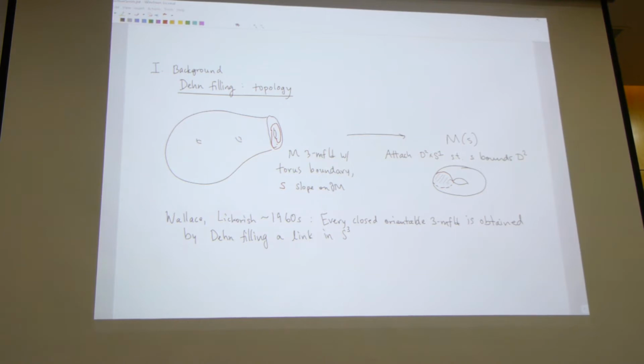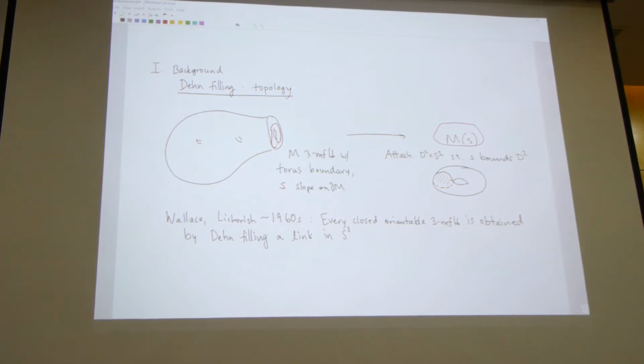You take a three-manifold M with a torus boundary, and you take a slope S on the boundary of M. And then you attach to this a solid torus so that your slope S bounds a disk, and we're going to denote this by M(S). Okay, so that's your resulting three-manifold. And it's due to Wallace and Lickorish in the early 1960s that every closed orientable three-manifold is obtained by Dehn filling a link in the three-sphere. So Dehn filling is an important way of studying three-manifold topology.